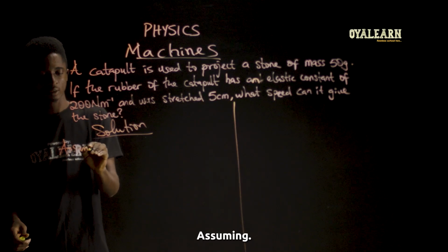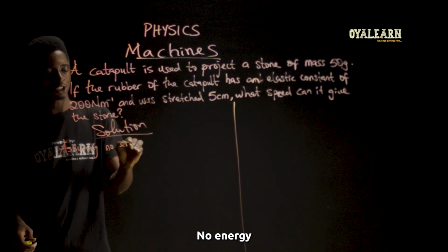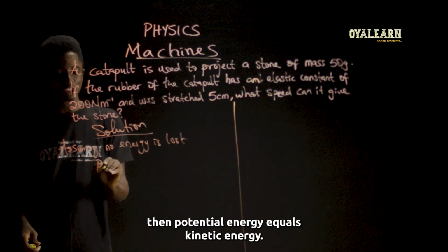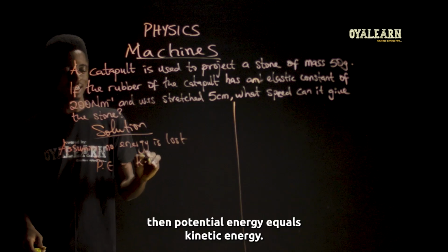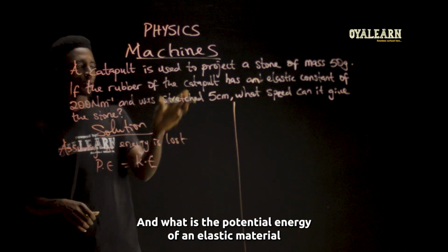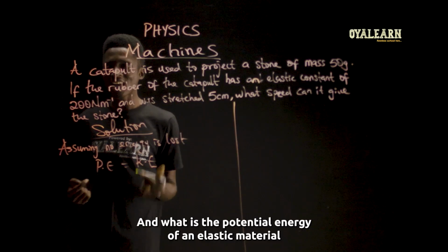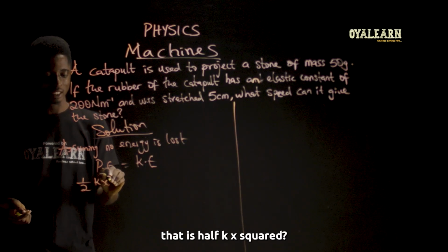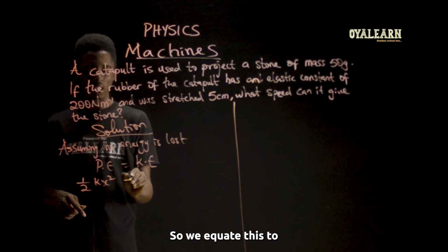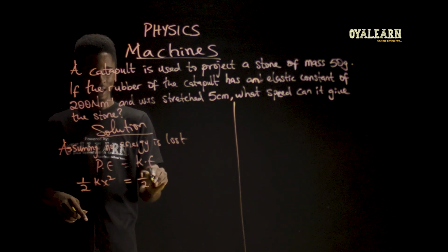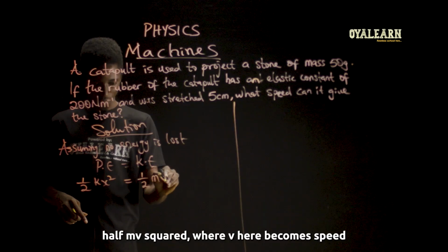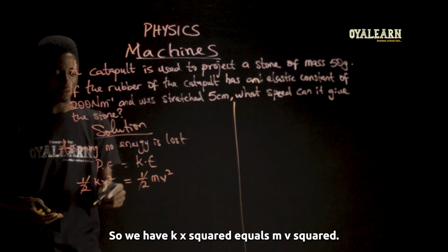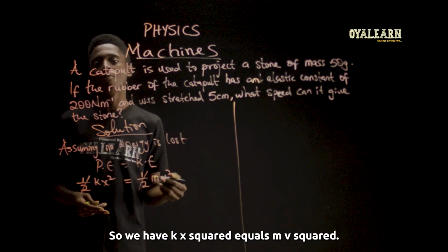Assuming no energy is lost, then potential energy equals kinetic energy. And what is the potential energy of an elastic material? That is half kx squared. Okay, so we equate this to half mv squared, where v here becomes speed. So it's easy to see that half cancels half. So we have kx squared equals mv squared.